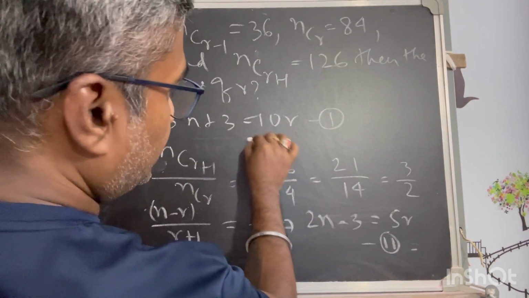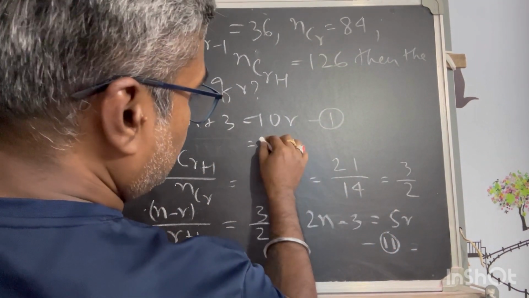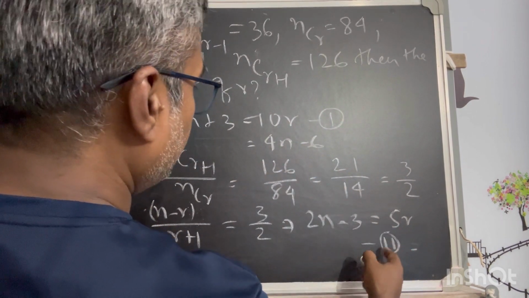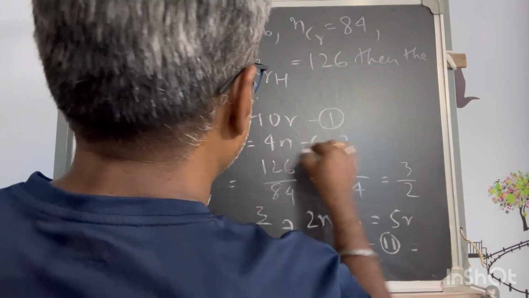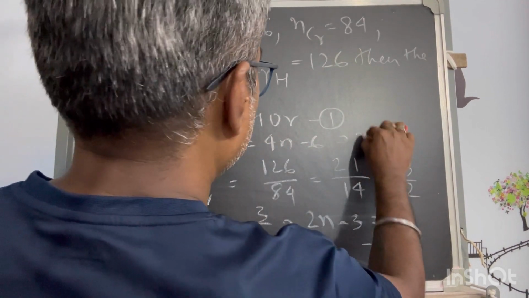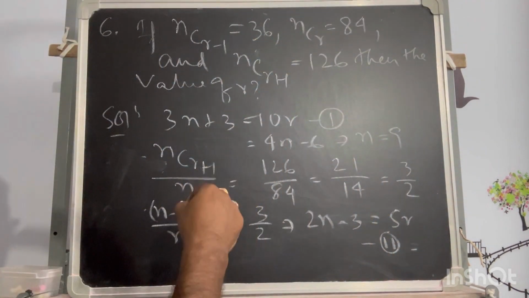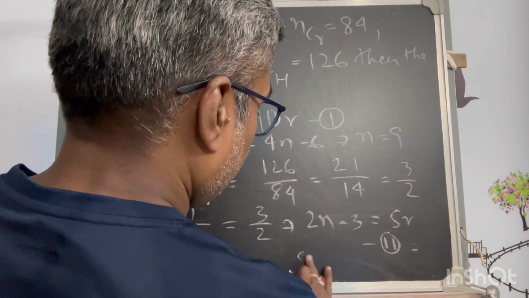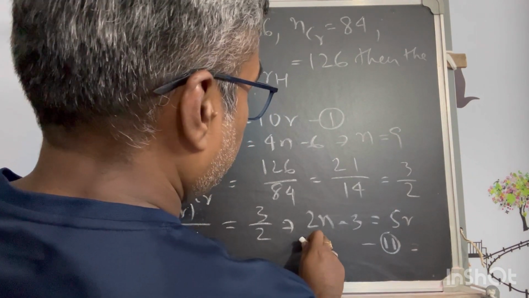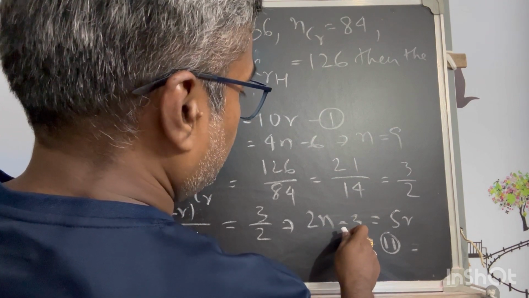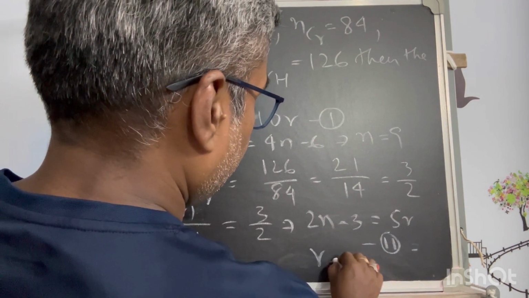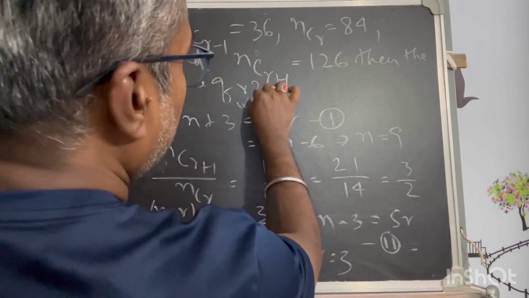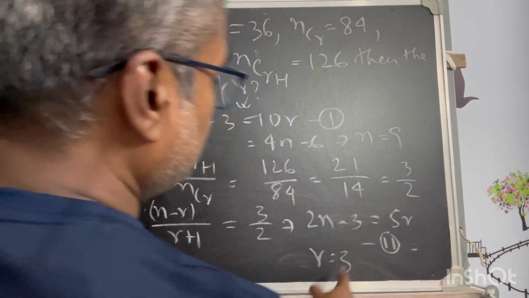So 5r, if you multiply with 2, you will get 10r. So this is 4n minus 6, you can bring it from 2, and then from there n is equal to 9, you will get. Okay, if n is equal to 9, then your r will be 18 minus 3, 15, 15 by 5 is equal to 3. So r is equal to 3, n is equal to 9. So what is the value of r? R is needed, so the value of r is 3 you are getting.